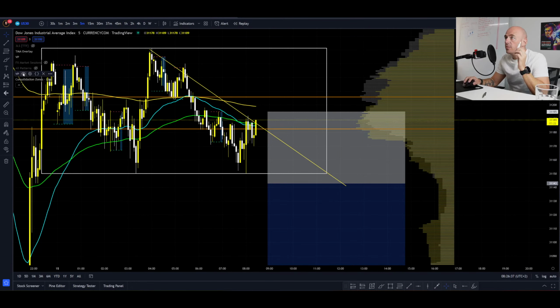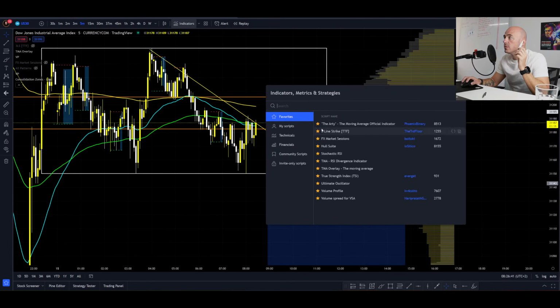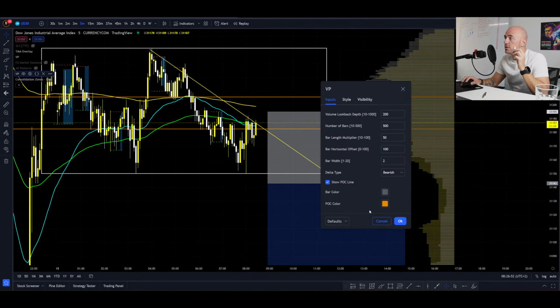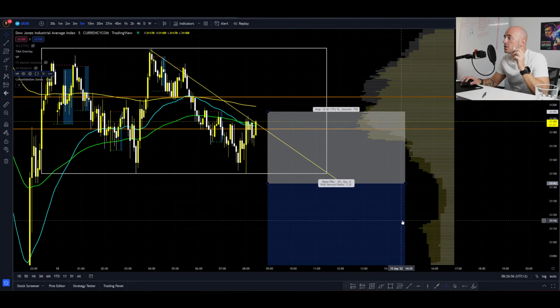It's called Volume Profiles by KV4 Coins. Volume Profile KV4 Coin. One is set to bearish, one is set to bullish. I have two on the charts.